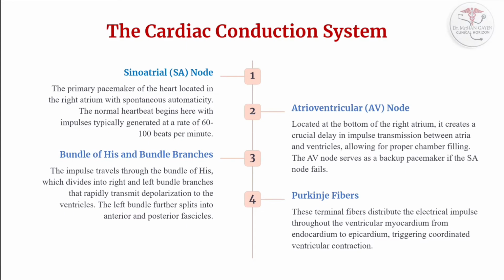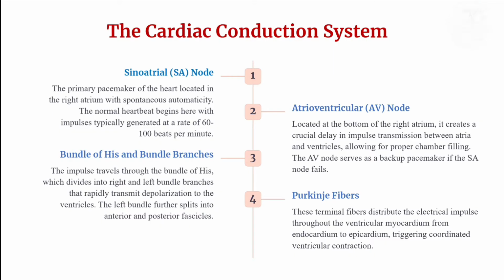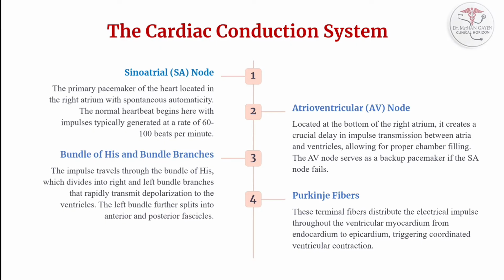The impulse then travels to the atrioventricular or AV node, where it experiences a slight delay to allow the atria to contract and fill the ventricles before they contract. From there, the impulse moves through the bundle of His, which splits into the right and left bundle branches, ensuring that the electrical signal reaches both ventricles simultaneously. Finally, the Purkinje fibers rapidly distribute the impulse throughout the ventricular muscle, triggering a coordinated contraction.